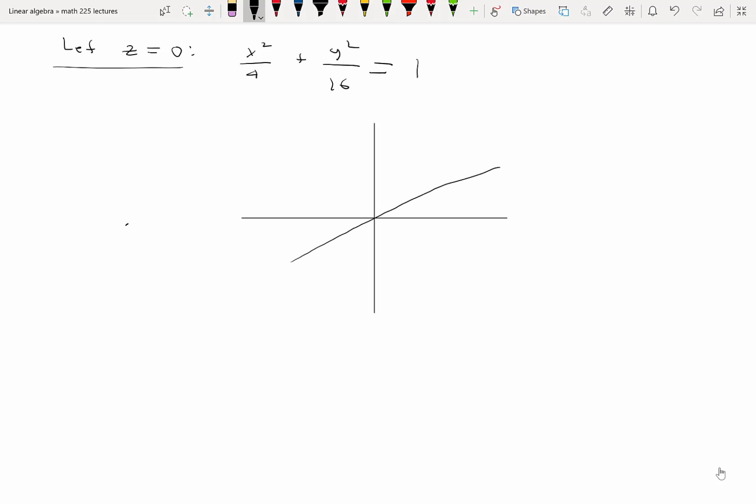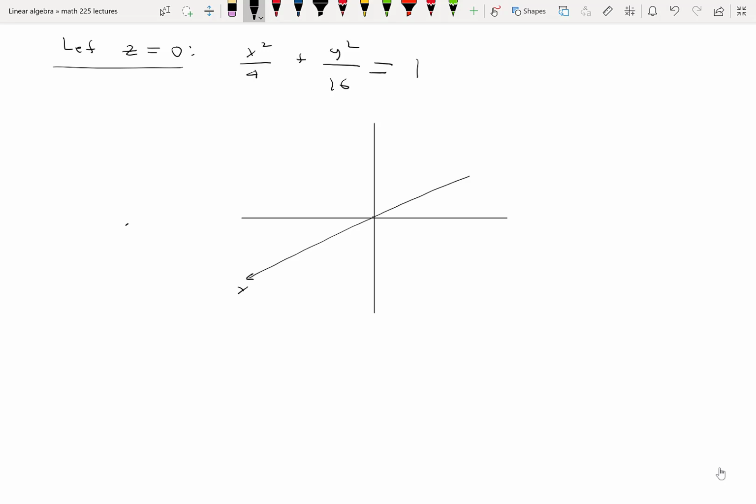It got crooked. I should have stuck with it because when I try to correct my drawings, they usually get worse. Oh, that's not so bad. Okay, so let's let, there's x squared over 4 plus y squared over 16 equals 1.